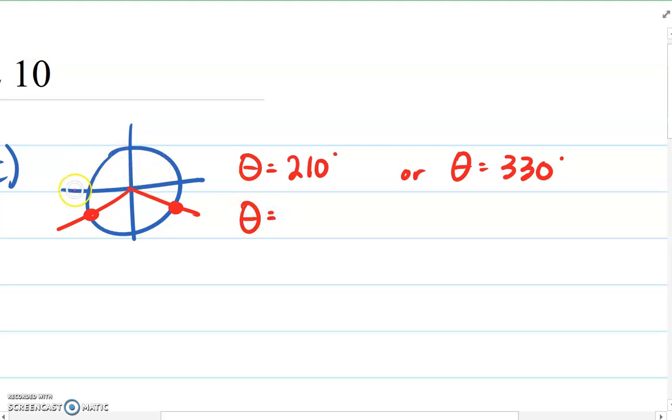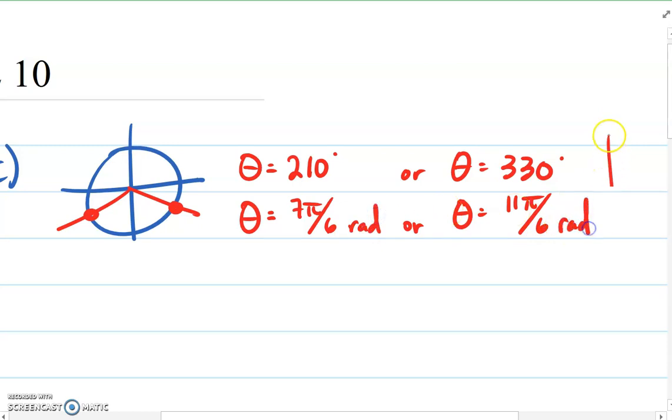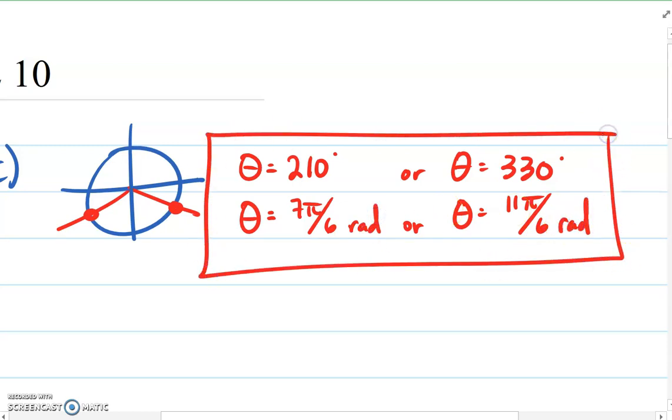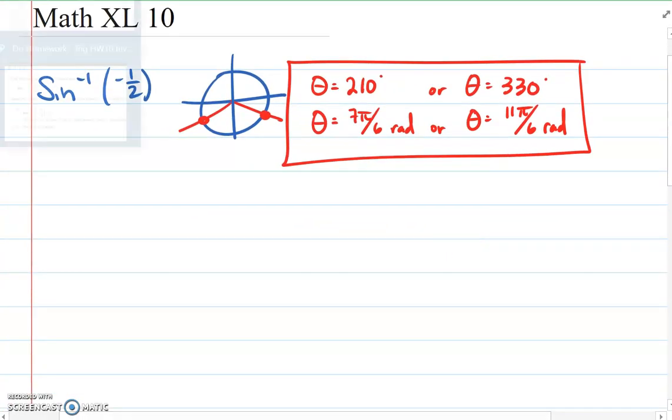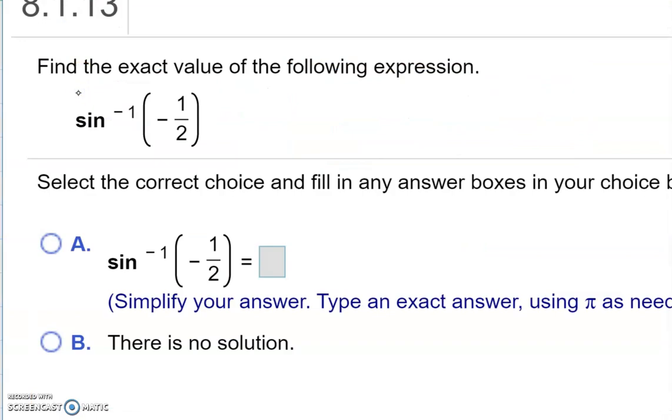If we were thinking about radians, we might say this is 1 pi radians and another 1/6 of a pi beyond that, so I could call that 7 pi over 6 radians, or this is 1/6 of a pi radian short of a full circle, so I might call this one 11 pi over 6 radians. These are the answers I would expect to see if I were giving this question to you on a test or a quiz. However, MathXL may be asking for something slightly different.